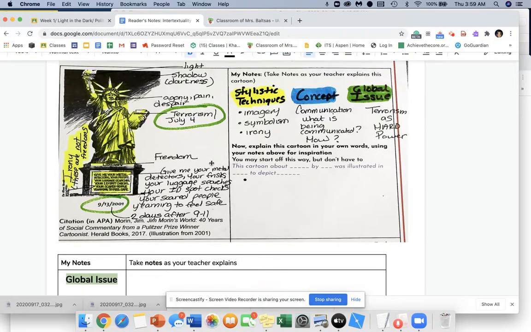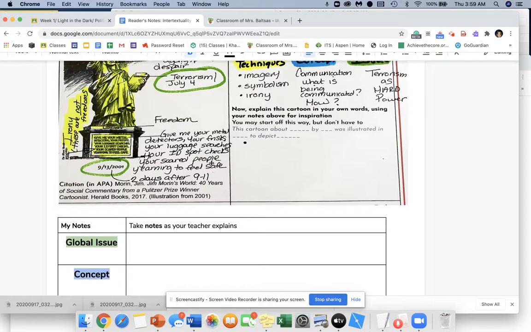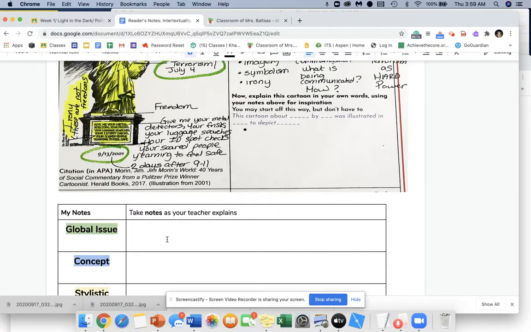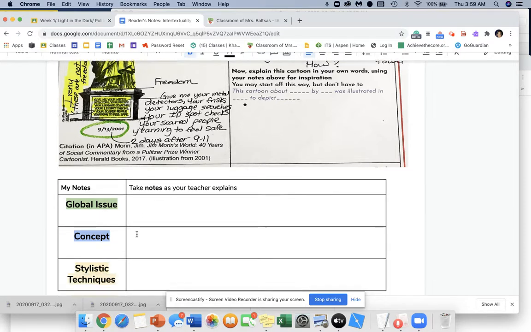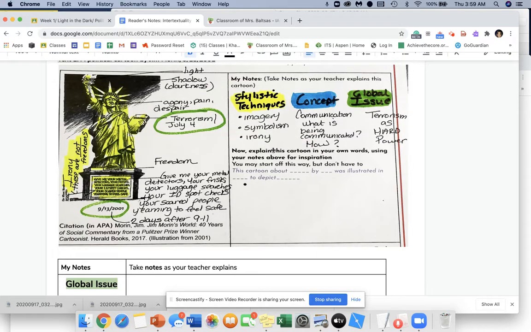Okay. You are going to take reader's notes as I explain the main three aspects of text that we look at. I'm going to start with a global issue. All right. So be ready to take those notes. This is going to get transferred in your learner portfolio eventually. This is part of your weekly assignment, but you can take notes here because it's a lot easier to do it this way. All right, I'm going to talk about the concept and, of course, stylistic techniques. And you can see above which ones I've identified.